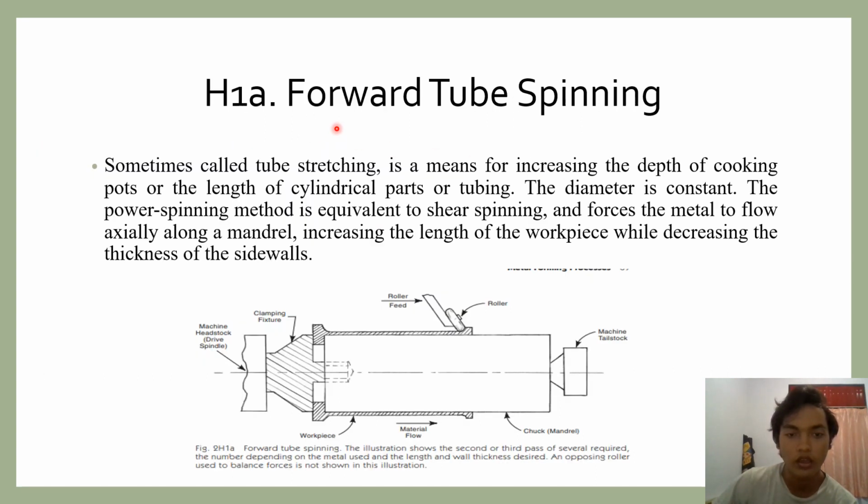Next, H1A, forward tube spinning. Sometimes called tube stretching, it is a means for increasing the depth of cup-shaped parts or the length of cylindrical parts or tubing. The diameter is constant. The power spinning method is equivalent to shear spinning and forces the metal to flow axially along a mandrel, increasing the length of the workpiece while decreasing the thickness of the side wall. The example of forward tube spinning.